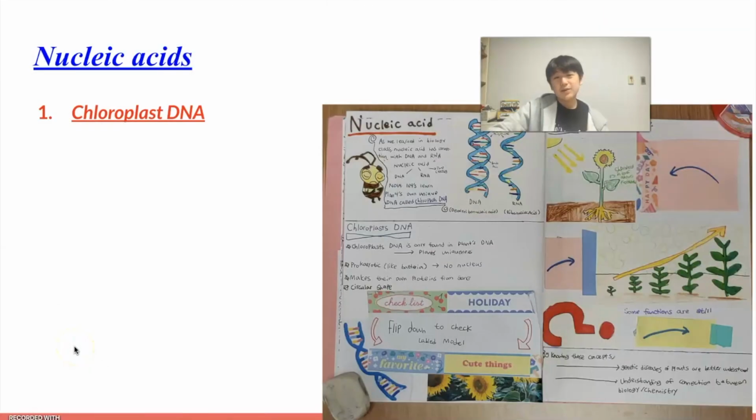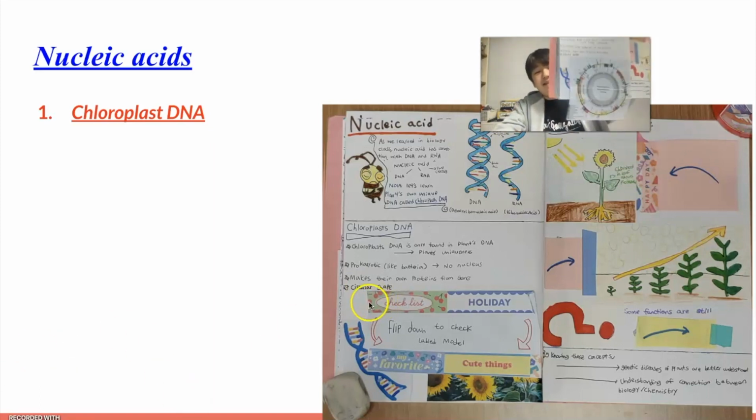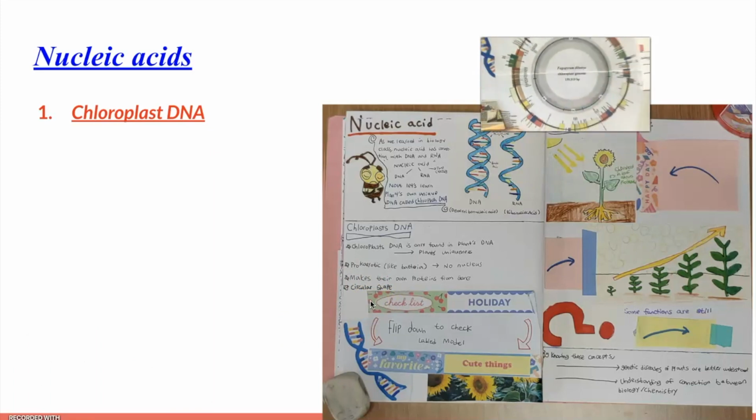Now let me go over nucleic acid. As we learned in biology class, there are two classes of nucleic acid, DNA and RNA. DNA determines the specific characteristics of a living organism. In plants, there is chloroplast DNA. Because this diagram is hidden in this image, I want you to see this diagram here.